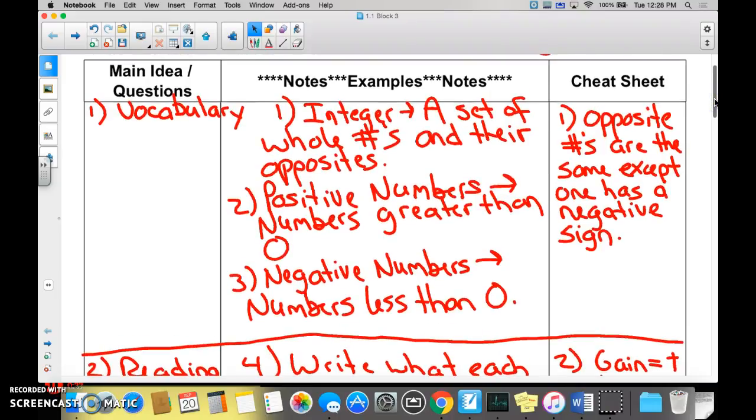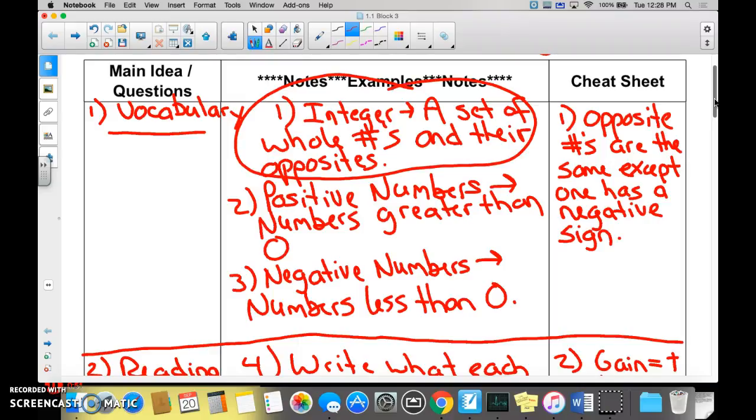The main idea that we started off with was vocabulary, and we will traditionally always start off with vocabulary. I am not going to read to you each vocabulary word and definition. That's not the point of the video. The video is for you to see the notes and to quickly go through the notes. So we did integers, we did positive numbers, and we did negative numbers. I would say this is one of your biggest vocab words of the year. You have to know what an integer is, period. Okay? And you can read that for yourself.